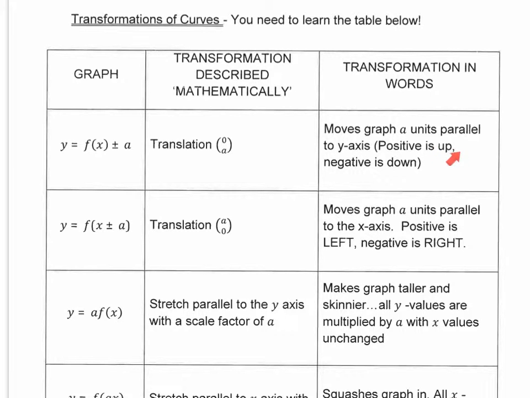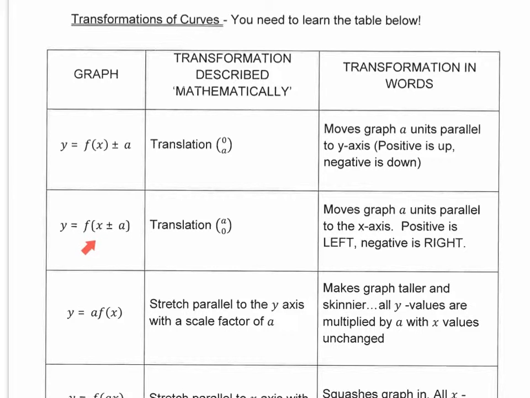So if it tells you to add on something, you move up the y-axis. If it tells you to take away, you move down. So if it was plus 2, I would move my whole graph 2 units up. If it was minus 2, I would move my whole graph 2 units down. And mathematically, we use vector notation. So it's a translation of (0, a). Remember, 0 is the x, so we're not doing anything with x coordinates. It's not moving left or right, but it's moving up or down depending on what this value is.